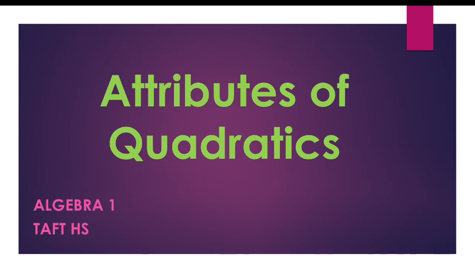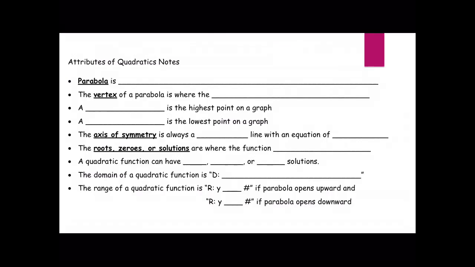So today we're going to be talking about the attributes of quadratics, more specifically the attributes of a quadratic graph. So we're going to start with what a parabola is. A parabola is the shape created by drawing a quadratic function.